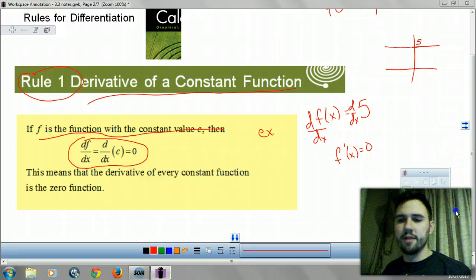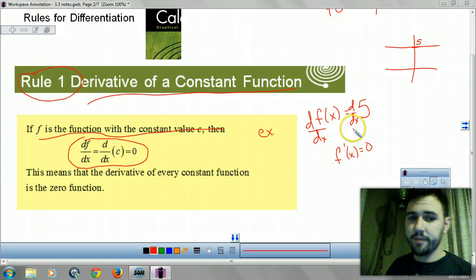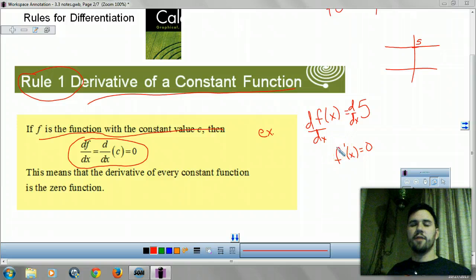Constants are always 0. Your derivative of a million is 0. It's just a straight line. It doesn't go up at all. Okay? Derivative of every constant is the 0 function. And derivative of 0 is 0.